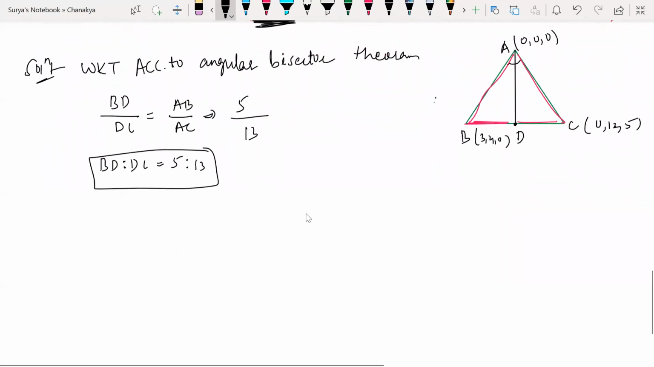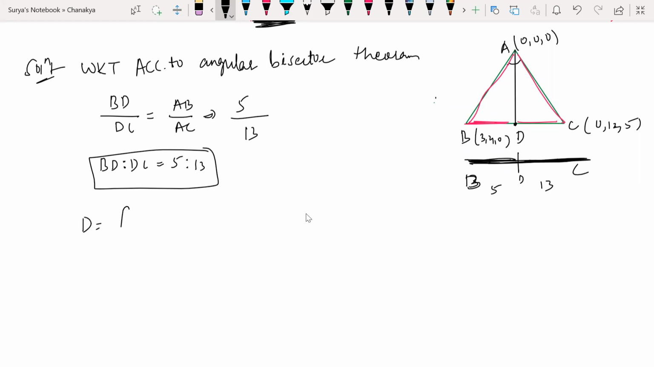So by using the angular bisector theorem, BD:DC gives me 5:13. BC is a line segment which is getting divided in the ratio of 5:13. Let's say this is 5 units, this is 13 units. It is not looking like 5:13, but consider it like that. It's internal division, so now can't I use the section formula to find D?